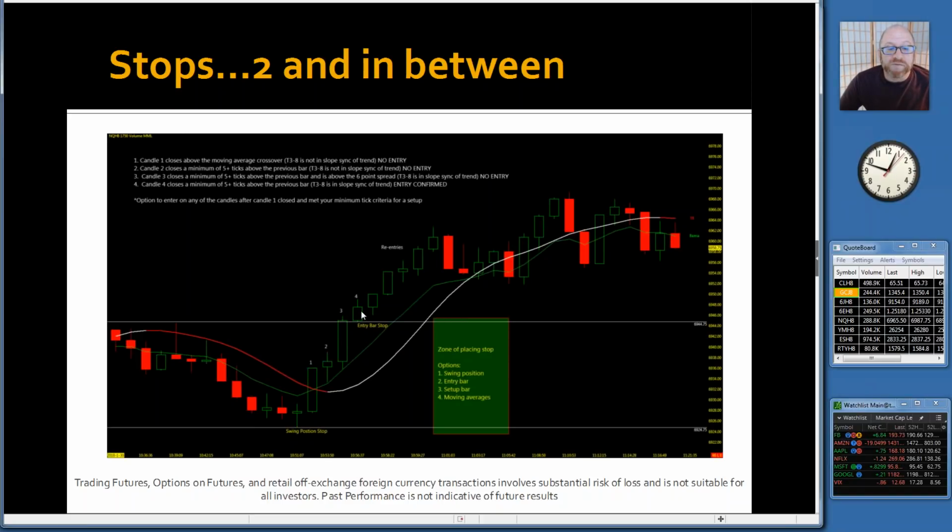Remember, we said bar number 4 was the setup stop, was the entry bar stop. So you have a range of where you can keep that stop. You can keep it all the way down here. You can keep it all the way at the bottom of the entry bar stop, or what I call anywhere in between. You can keep it at the moving average. That's going to be based on everybody's risk profile and where they want to keep a stop.